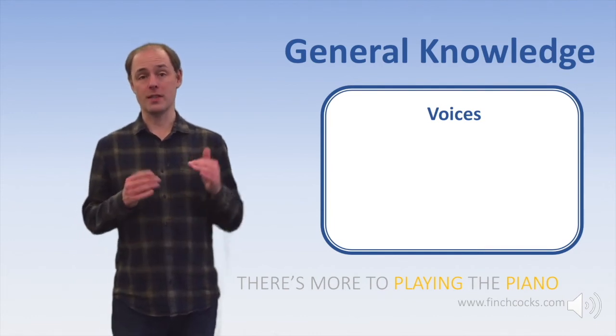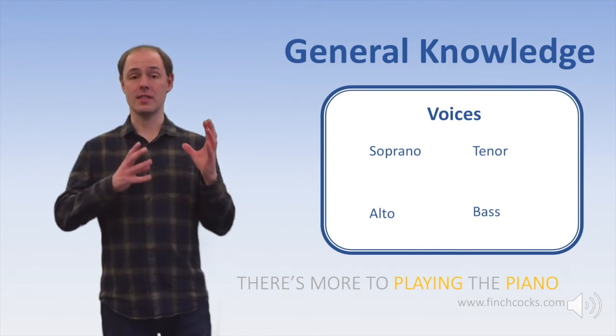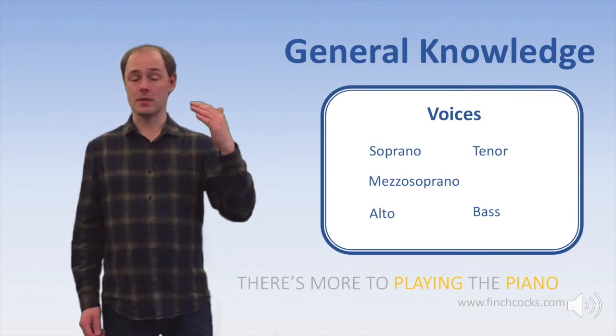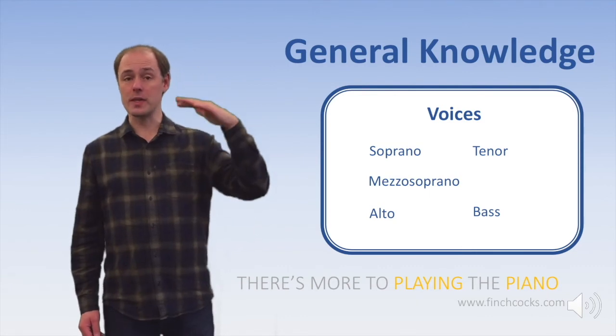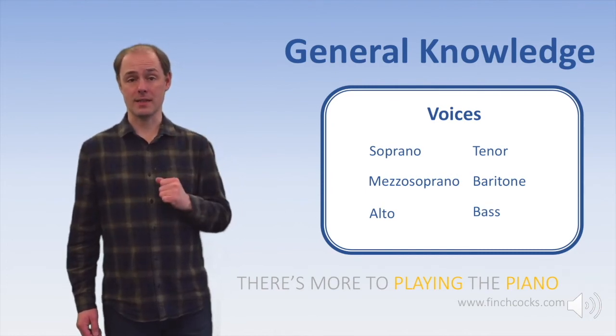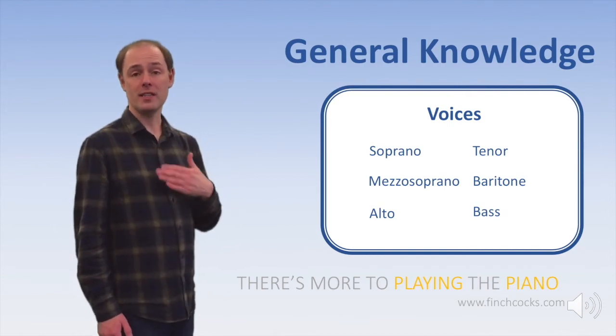It's important to know about vocal ranges. The 4 main voices are soprano, alto, tenor and bass. These are the voices you'll find in most choral works. There's also a mezzo-soprano, which lies somewhere in between soprano and alto, and baritone, which lies somewhere in between tenor and bass. Now these ranges are approximate because they all depend on the individual singer.